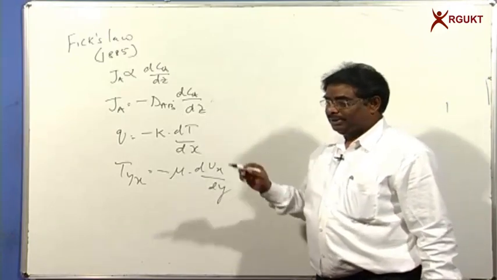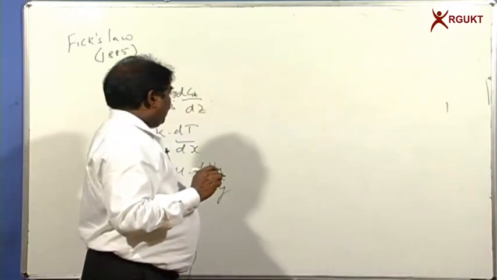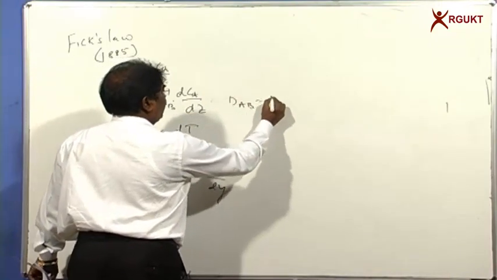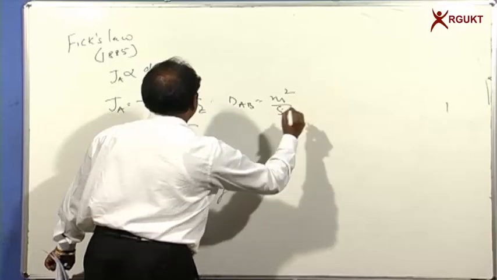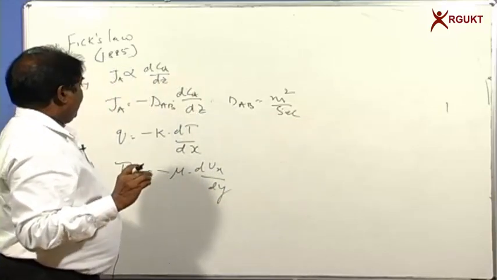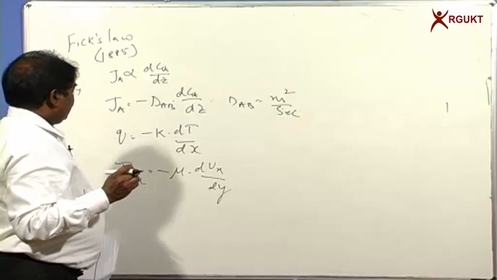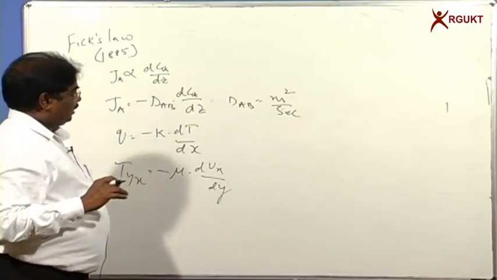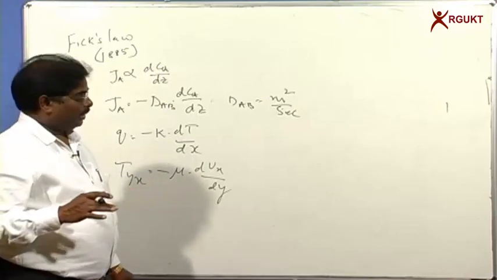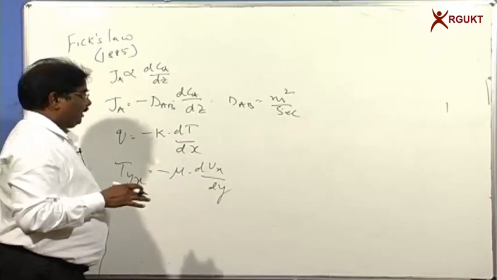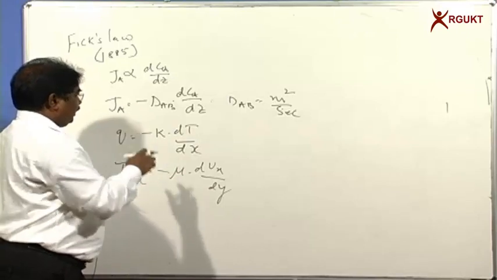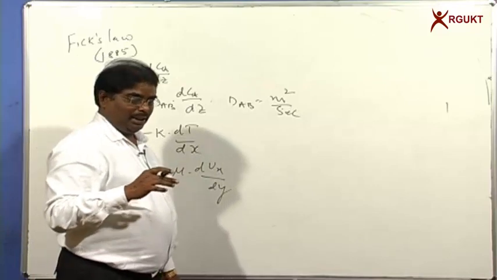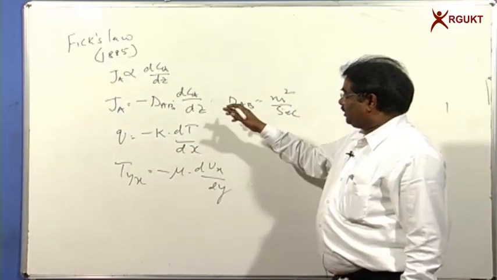Here DAB is the diffusivity or diffusion coefficient, given in meter square per second, and dCA by dZ is nothing but the concentration gradient. The negative sign is there because fluxes are generally taken as positive. In general, transfer moves from higher concentration to lower concentration, so dCA by dZ is going to become negative. To make J positive, the negative sign is incorporated, so the flux is JA equal to minus DAB into dCA by dZ.